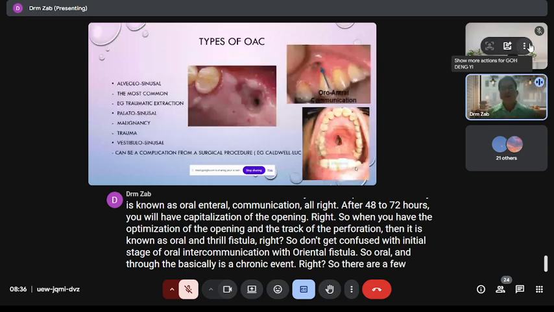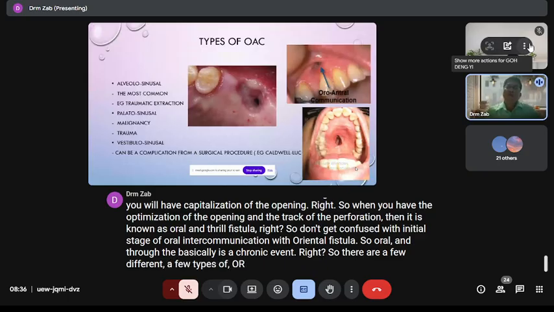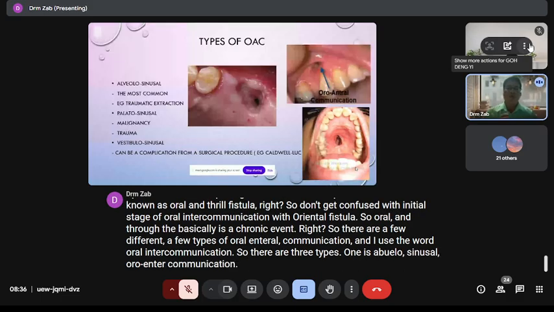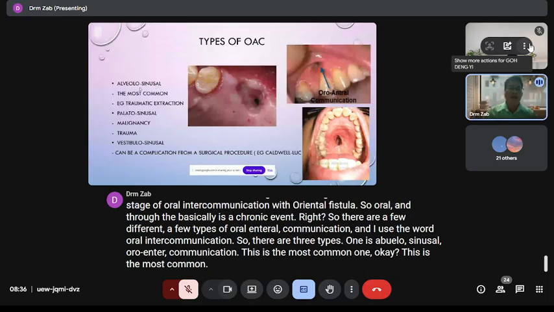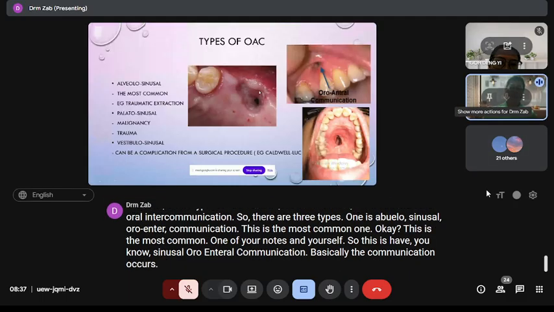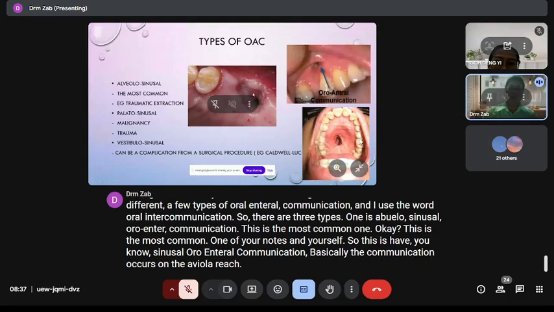Right, so there are a few types of oro-antral communication. There are three types. One is alveolo-sinusal oro-antral communication. This is the most common one. Basically, the communication occurs on the alveolar ridge.